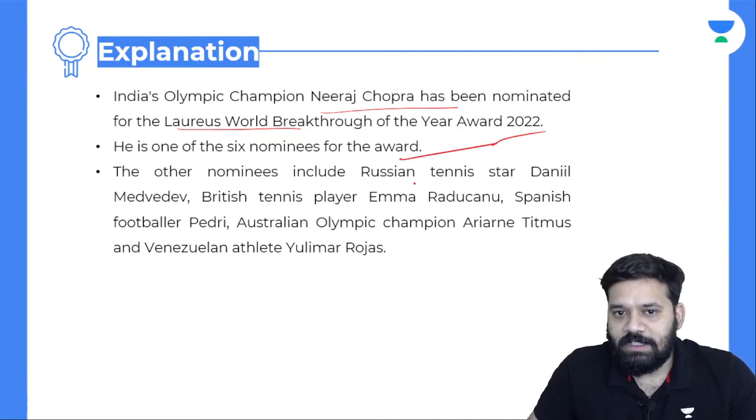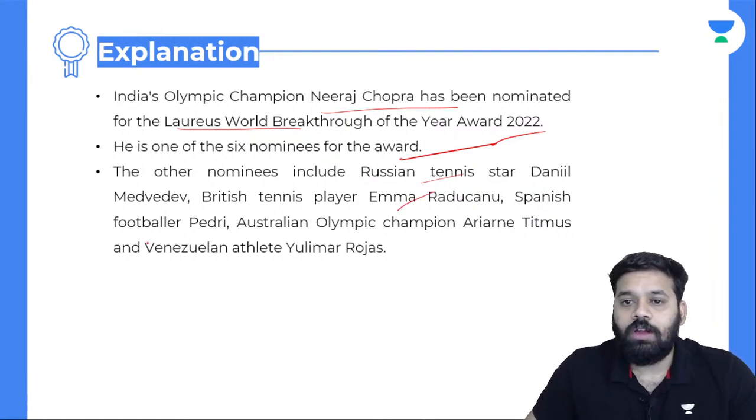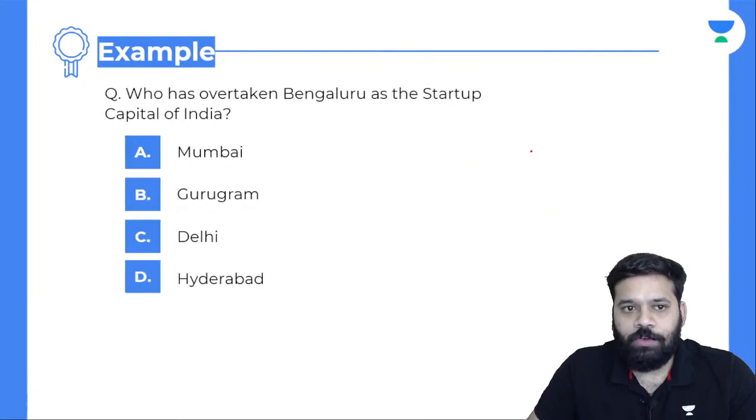The other nominees include Russian tennis star Daniel Medvedev, British tennis player Emma Raducanu, Spanish footballer Pedri, Australian Olympic champion Ariarne Titmus, and Venezuelan athlete Yulimar Rojas. Move on to the next question.